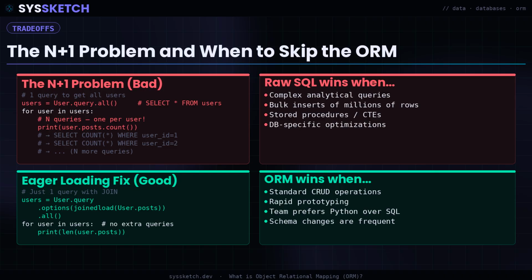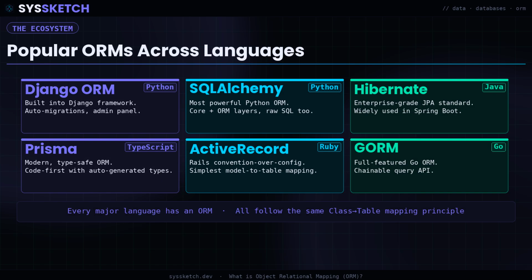Every major programming language has at least one mature ORM. In Python, Django ORM is built into the Django framework and pairs tightly with its admin panel and migration system. SQLAlchemy is the most powerful Python option, offering both a high-level ORM and a lower-level SQL expression language. In Java, Hibernate implements the JPA standard and is widely used in Spring Boot applications. TypeScript developers use Prisma, which generates type-safe database clients from a schema definition file. Ruby on Rails includes Active Record out of the box. Go has GORM with a chainable query API. Despite the language differences, all of them follow the same core concept: classes map to tables, instances map to rows, and methods map to queries.